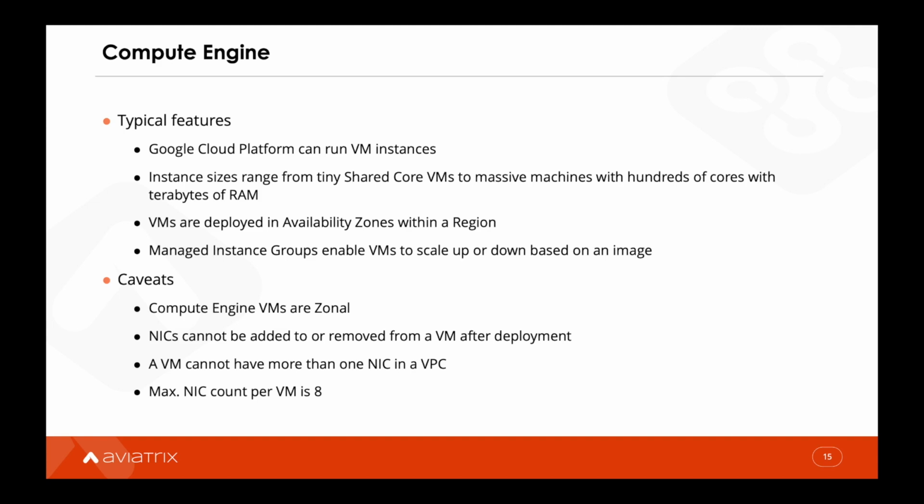Another restriction in Google is that if you deploy a virtual machine with multiple NICs, let's say 3 NICs, each and every NIC should belong to a unique VPC. You cannot have a virtual machine, let's say with 2 NICs, and both NICs landing in the same VPC. That's not possible with GCP. And the maximum number of NICs you can support per virtual machine is 8.